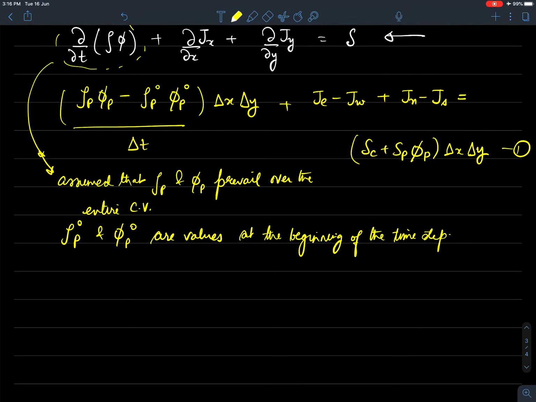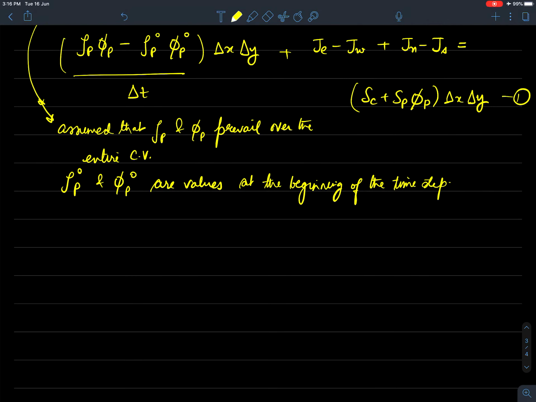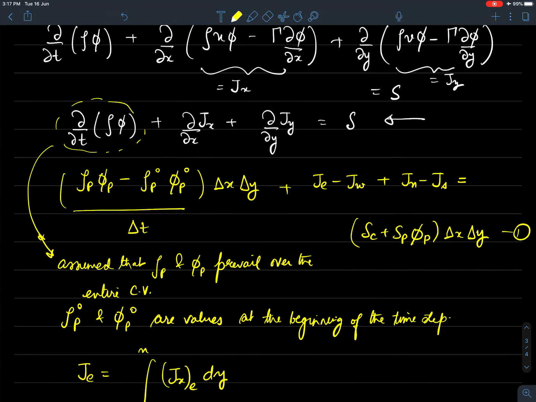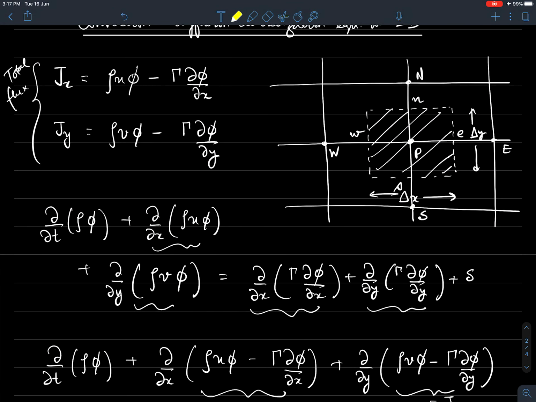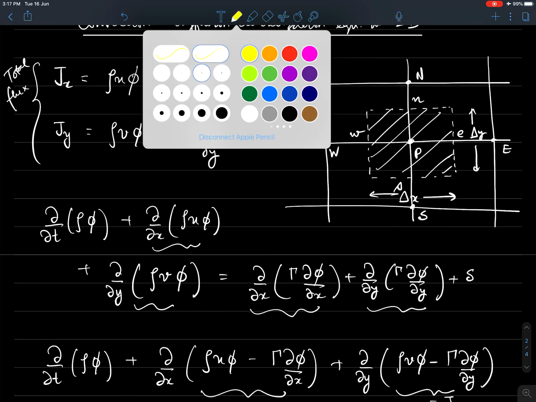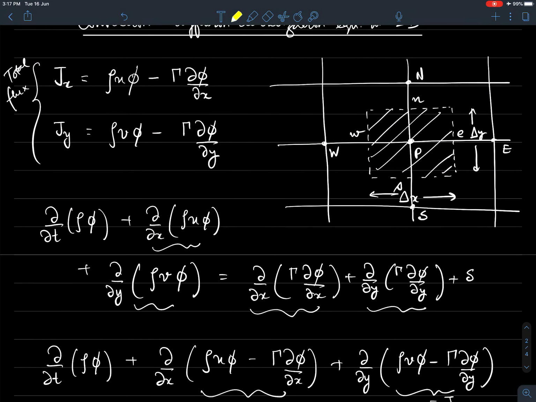What about JE and JW and JN and JS? Now JE is the integral over south to north of JX over the face E dy. Now how did we get this? To show this, let me take you back here. This is essentially the flux leaving this face, the E face.